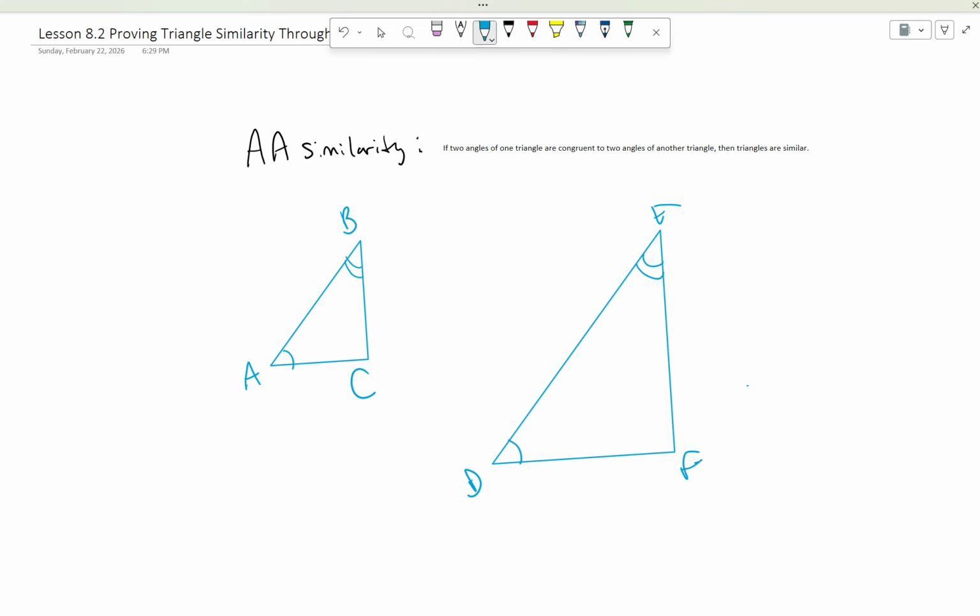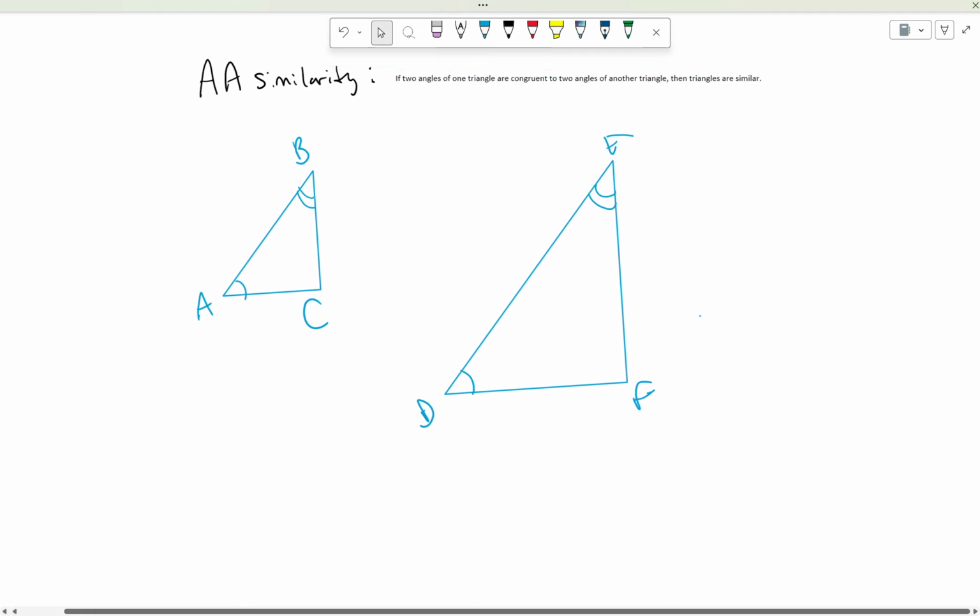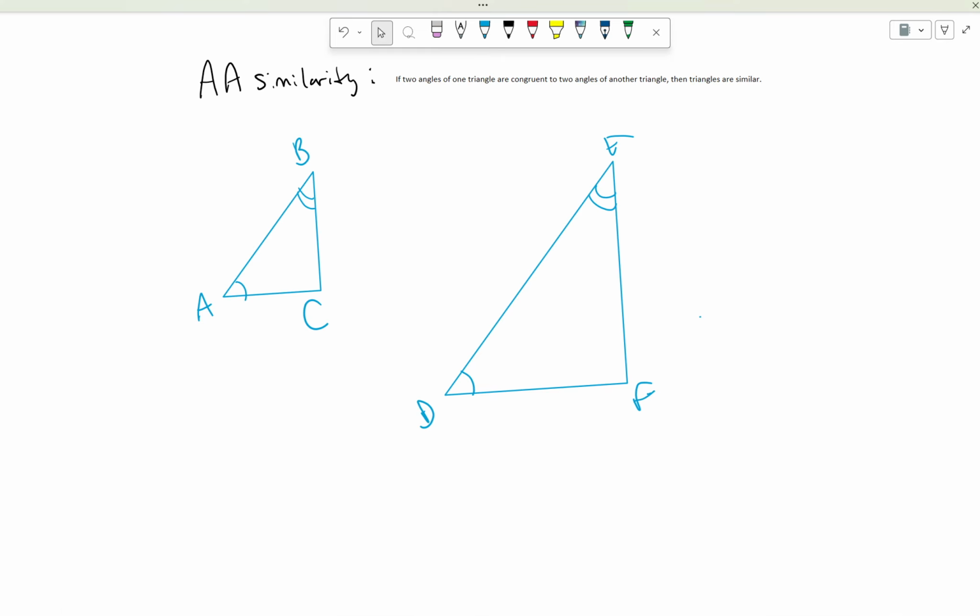Well, now remember when we had similar figures, which was that all the angles would be congruent and all the sides would be mathematically proportional. And that's how we define similarity. Now, all the angles are going to be congruent because we don't need to prove the third angle. After the first two angles, the third one has to be congruent through the third angle theorem.